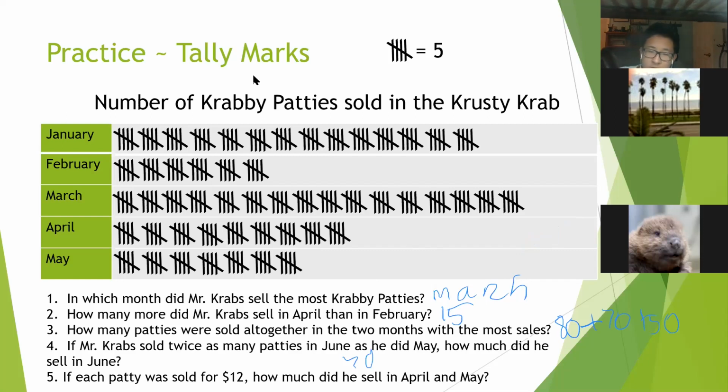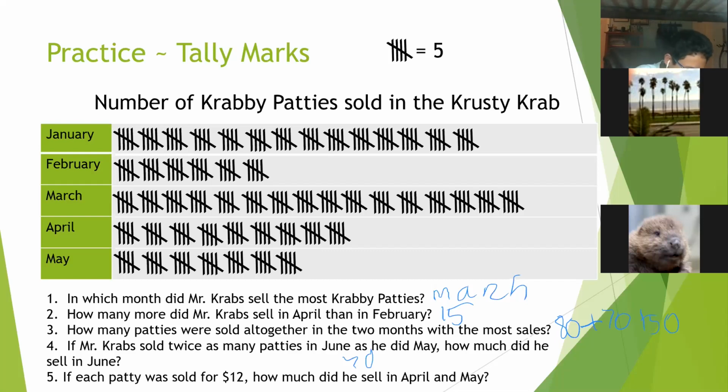And I'm also going to go over number 5, since a lot of you tried to do this. This one's a challenge problem, and it's pretty hard compared to the last 4. And there's nothing wrong with you if you got it wrong, but if you get it right, you're really smart. So if each patty was sold for $12, how many patties did he sell in April and May altogether? So first what we do is we just add the amount of patties we have in April and May.